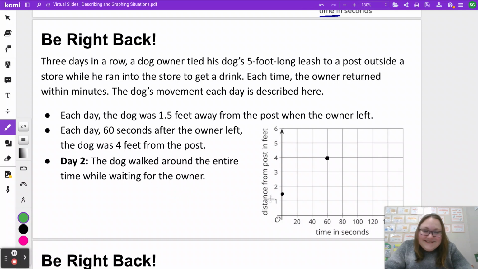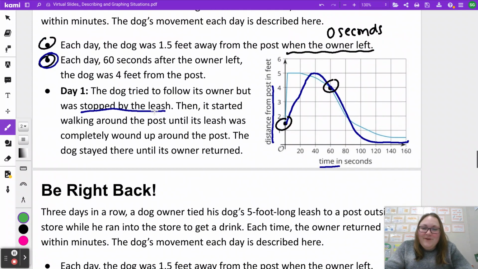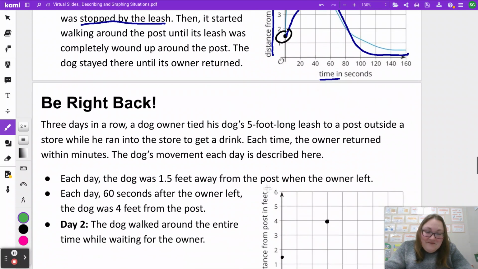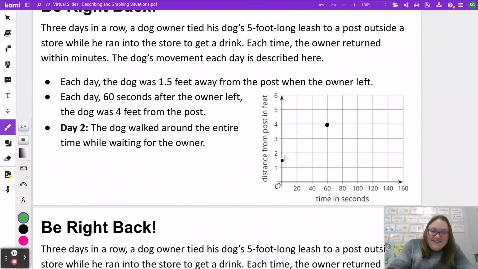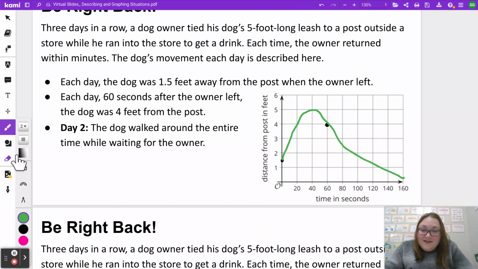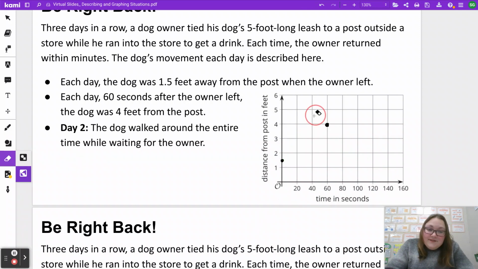I have had students who said, well, day 1, this graph meant the dog was walking around the whole time, and they drew a really similar graph. They said, okay, this is the dog following the owner, and then the dog turns around and starts getting closer to the post, and then ta-da! And that works. I mean, this is a graph of a dog walking around the entire time. He walked as far as he could and then walked back to the post. And it took him 160 seconds to do that. That would be fine. But there's a lot of other graphs you could do for this too.